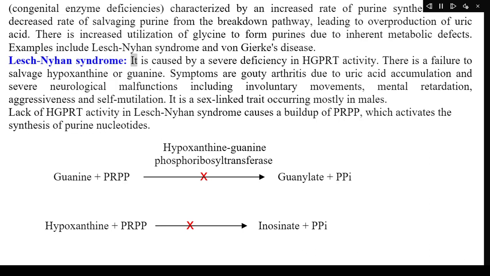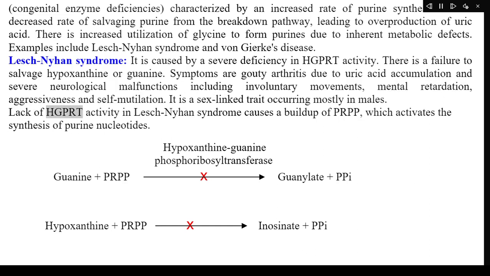Lesch-Nyhan syndrome is caused by a severe deficiency in HGPRT activity. There is a failure to salvage hypoxanthine or guanine. Symptoms are gouty arthritis due to uric acid accumulation and severe neurological malfunctions including involuntary movements, mental retardation, aggressiveness, and self-mutilation. It is a sex-linked trait occurring mostly in males.